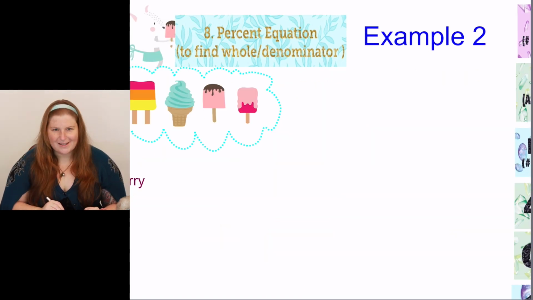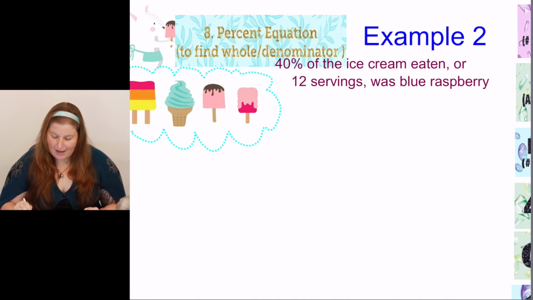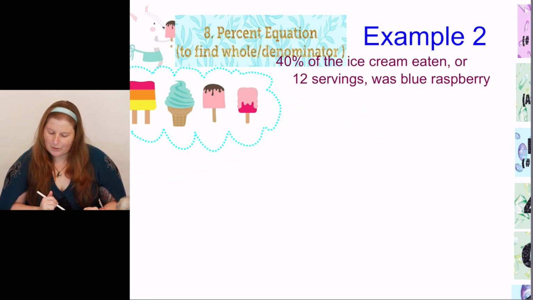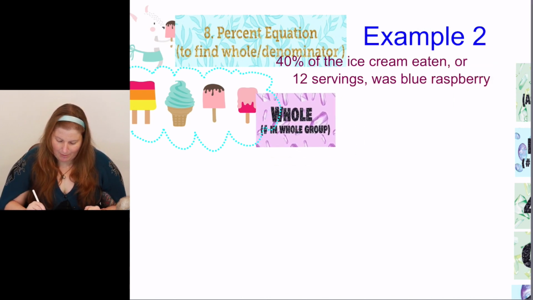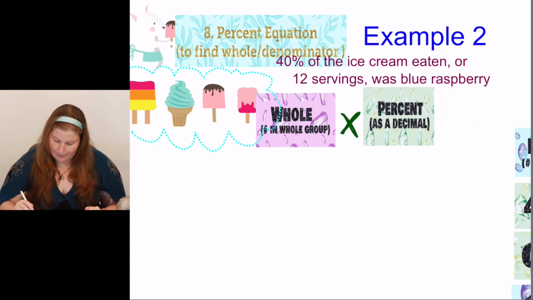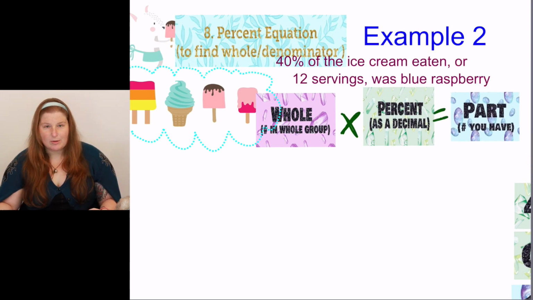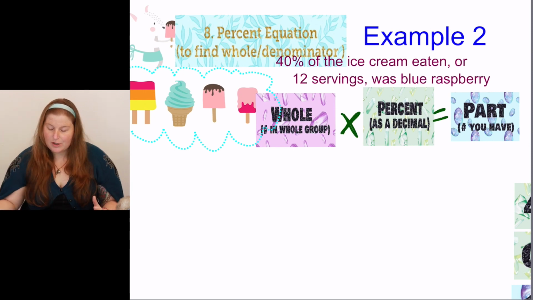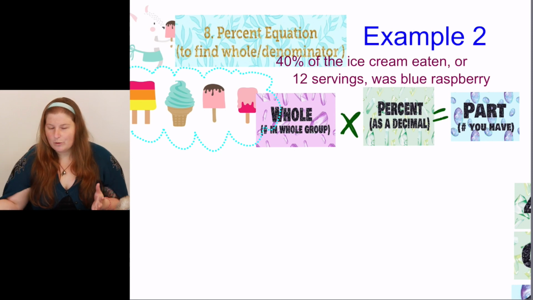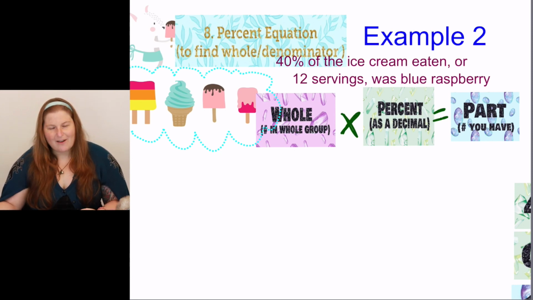Now let's look at our second example here. 40% of the ice cream eaten, or 12 servings, was blue raspberry. So you on your own are going to try this in a moment. You're going to remember that the first step should always be to just write down whole times percent equals part, or you could also write down denominator times percent equals numerator, whatever works best for your brain. Then you're going to fill in the two parts of this that you have, find which part is the variable, isolate that variable, and then you'll have your answer. Go ahead and pause this video, pick up your quills, and get started.